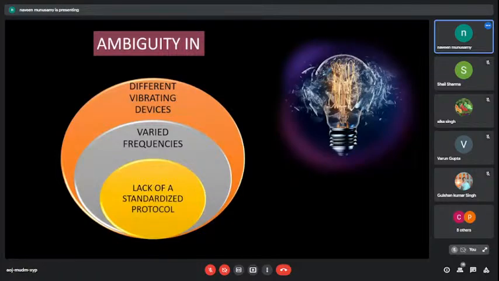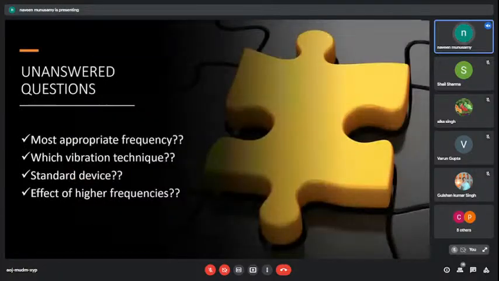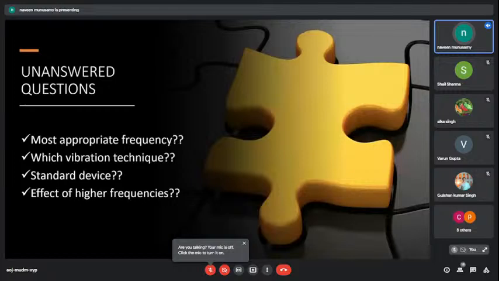So these are the unanswered questions on vibratory devices. We are not aware of which is the most appropriate frequency. We are not aware of what type of vibrational device we should use. Should we go for a higher frequency vibration or a lower frequency vibration? What should be the design of a standard device? So we still have a long way to go to know the effect of vibration on orthodontic tooth movement.